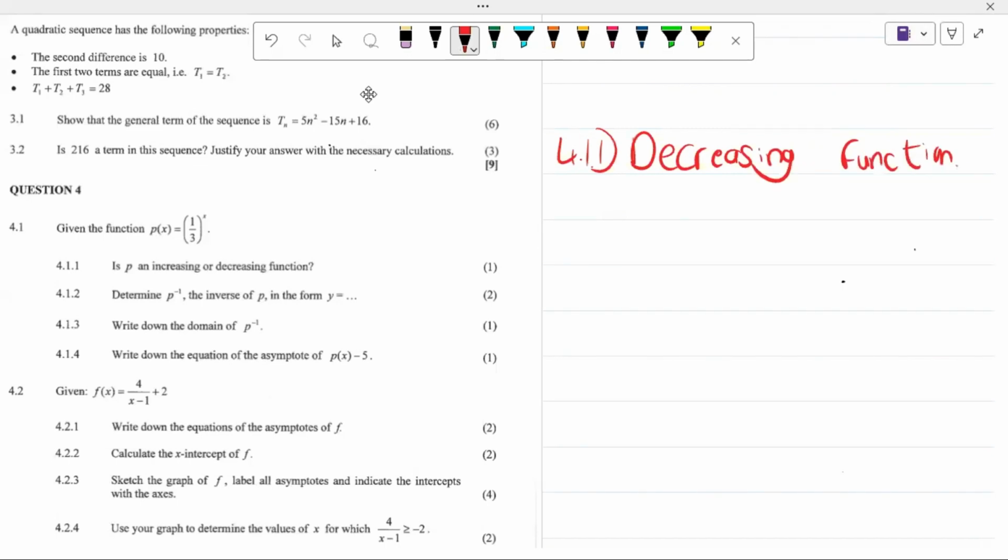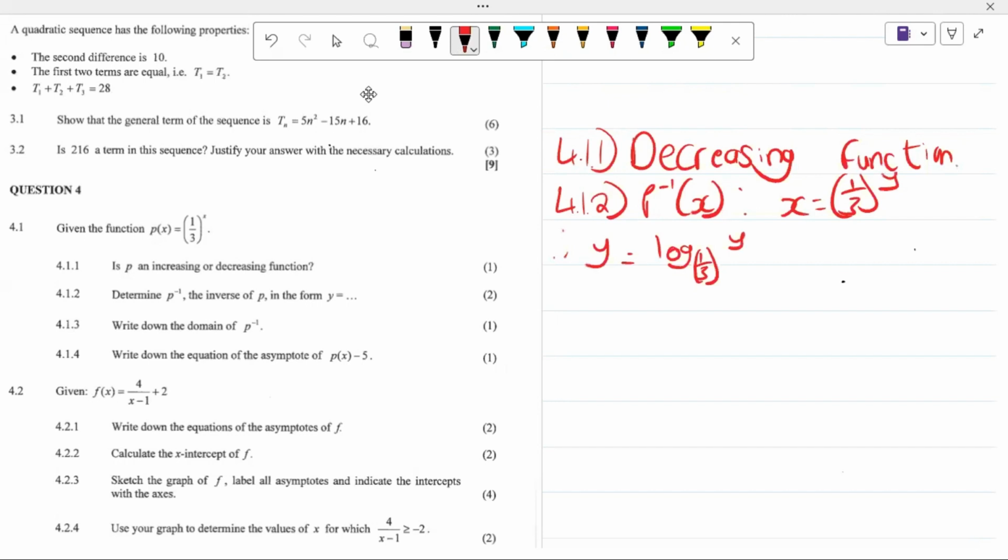Okay, then at 4.1.2, they say now determine p to the negative 1, the inverse of p in the form y, right? So they want my inverse now. Already we know, we are going to swap everything. So I'm going to have x is equal to 1 over 3 to the power of y. Therefore, now y will be a log with my base of 1 over 3.